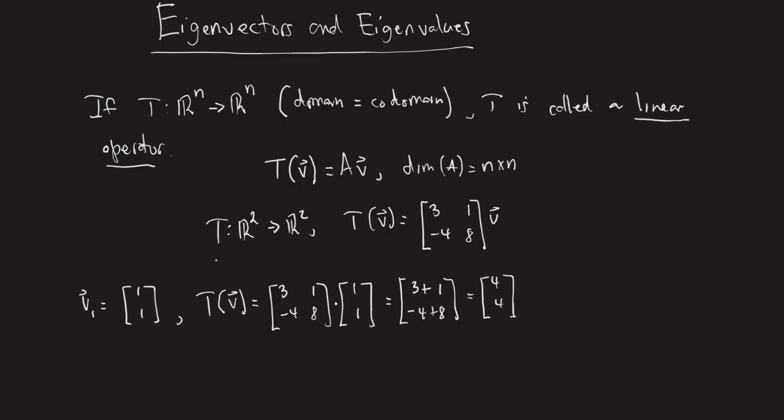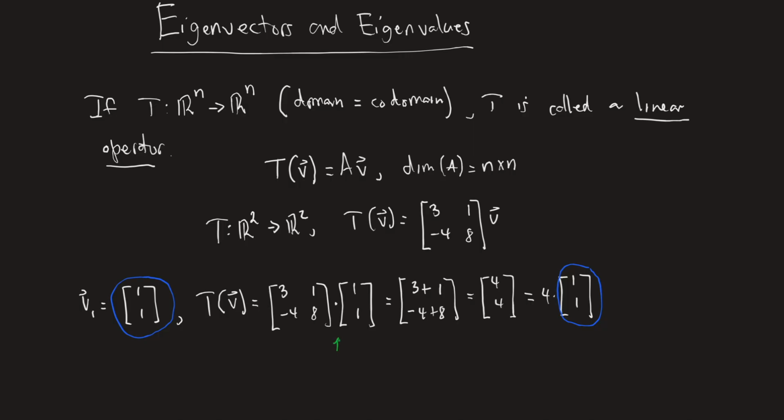What's interesting is that when we compare our pre-image to the image, there's actually a simpler relationship between the two. Notice that I can factor a 4 out of this and express the vector in terms of scalar multiplication. It's 4 times the vector 1, 1. We started with the vector 1, 1, applied this operator, and ended up with a vector that's 4 times what we started with.